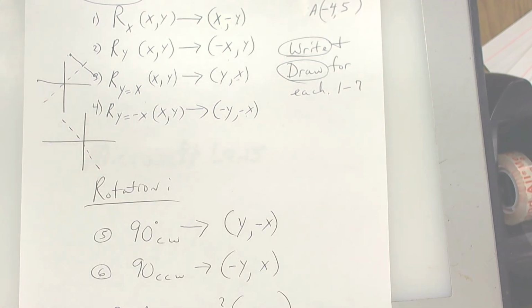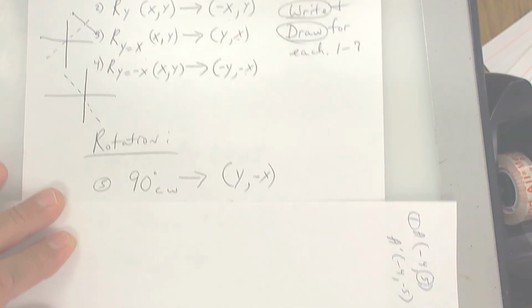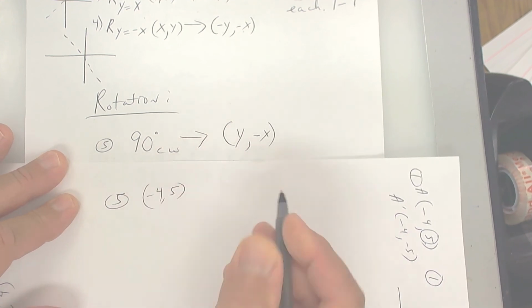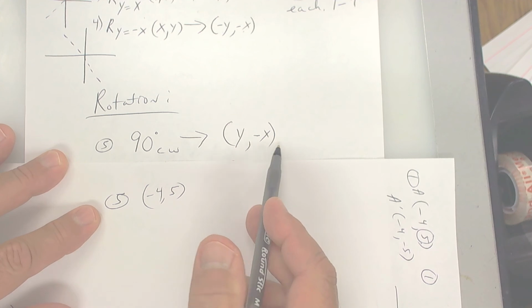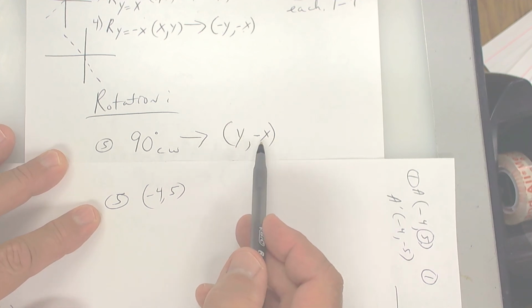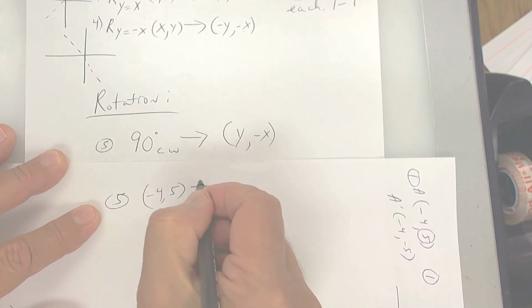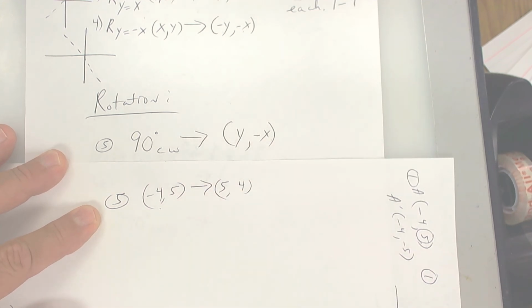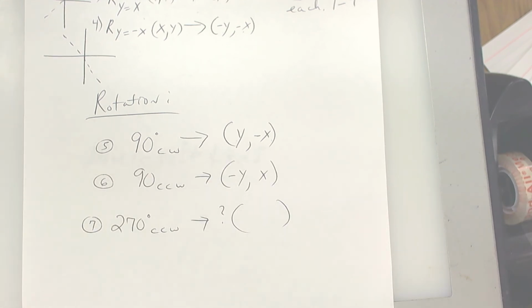All right, let's talk about rotation. Number 5, we're going to take the original point and we're going to go 90 degrees clockwise. To do that, you're going to switch them and change the x. So when you switch them, you get this, and when you change the x, you get that. That is a 90-degree clockwise rotation. All right, let's do it again. Let me flip this over.